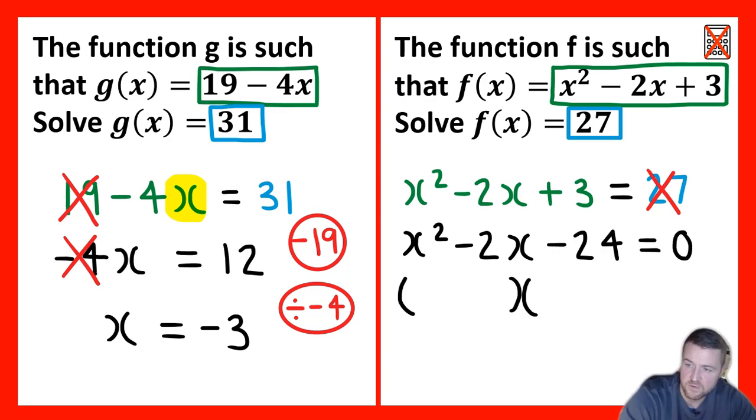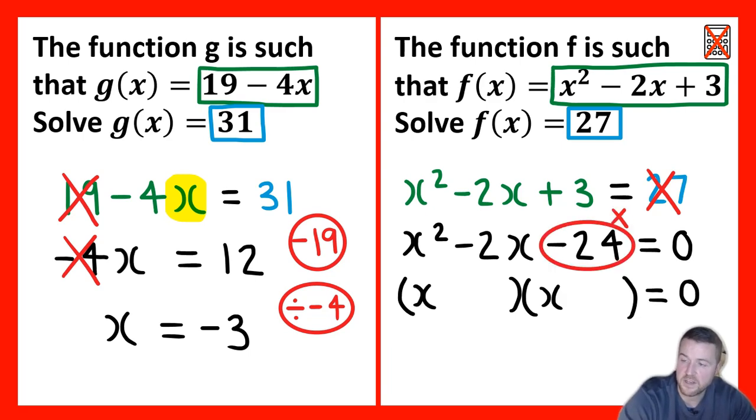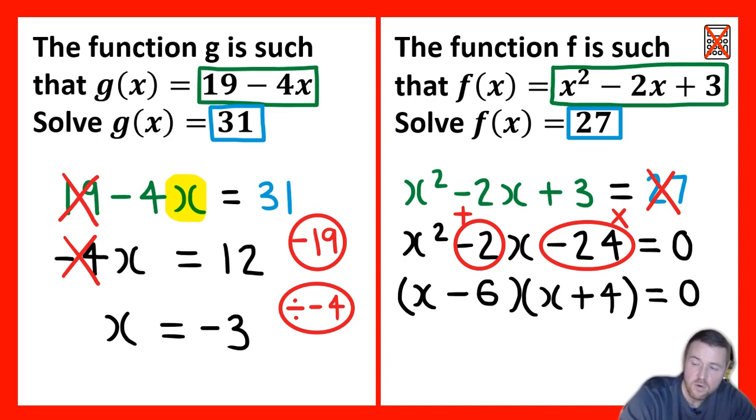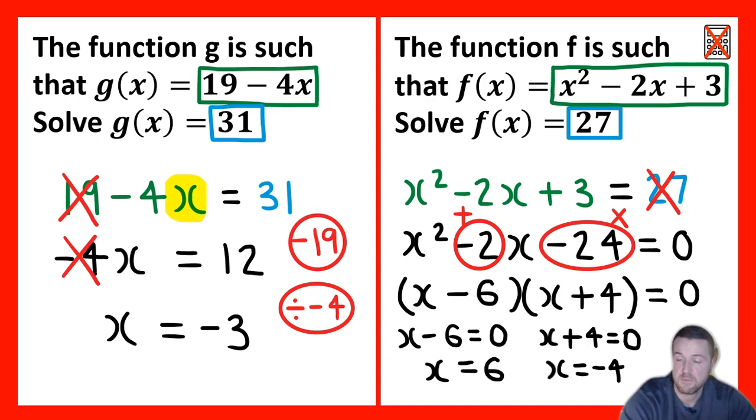I can then factorize and solve, factorizing into double brackets and looking for numbers that multiply to give me negative 24, but add to give me negative 2, which would be negative 6 and positive 4. Therefore my solutions for x are when x minus 6 equals 0, x would be equal to positive 6, and when x plus 4 equals 0, x would be equal to negative 4.